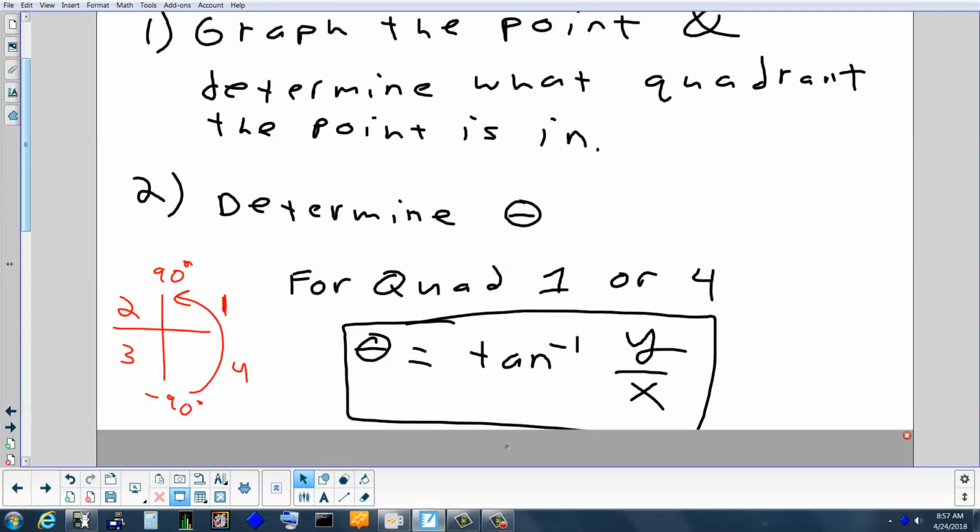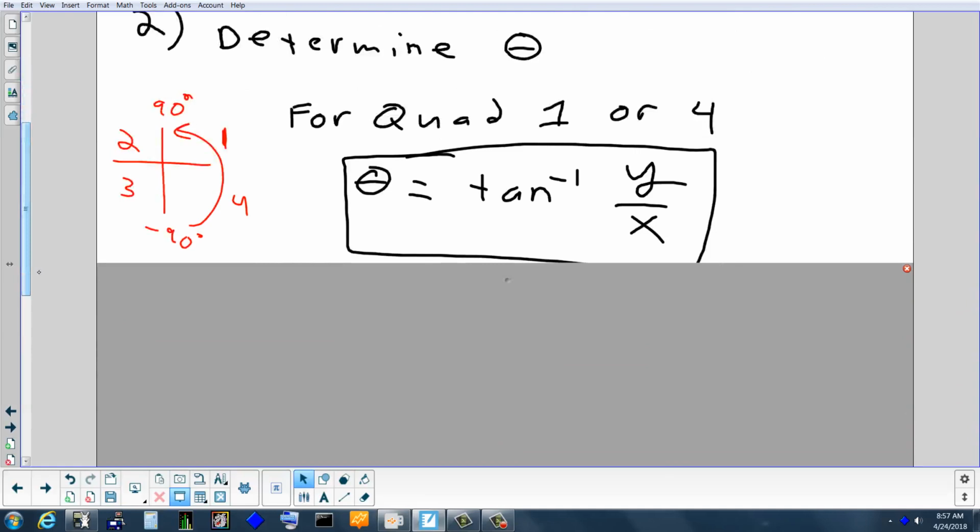But you could definitely have coordinates in 2 and 3. Like, say you had the coordinate negative 5, 8. Left 5, up 8. That's in quadrant 2. So that formula won't quite work in quadrant 2. So we have to make a small adjustment to it if you're trying to work in quadrants 2 or 3.